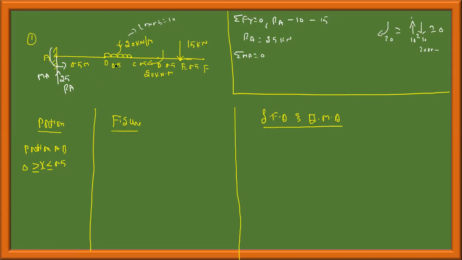Summation: all the moments I should consider, and also at the point there is moment MA. Clockwise moment is positive, anti-clockwise is negative. And MA is anti-clockwise, so minus MA.